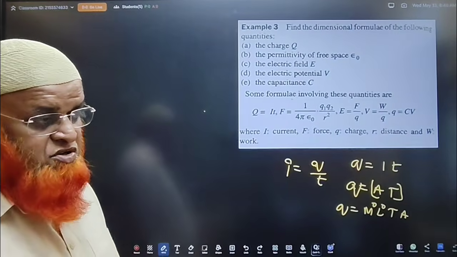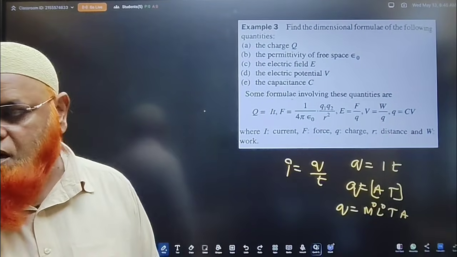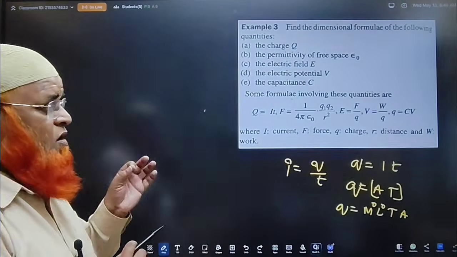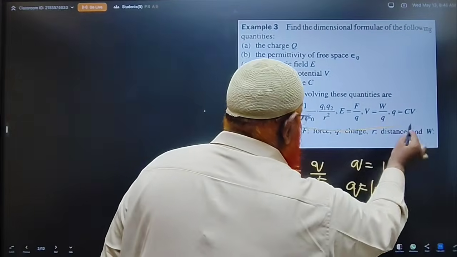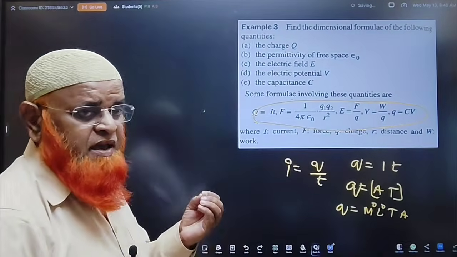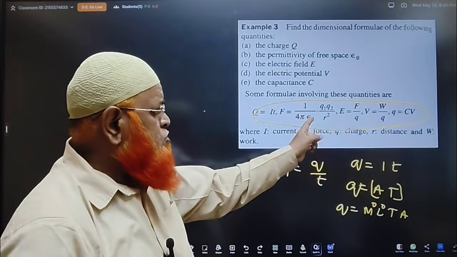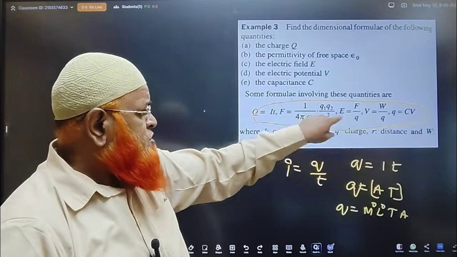Electric field, thanks for dimensional formula. It's so difficult to remember that one, but there is one basic logic. See, these formulas which I have written here will give you a simple idea how to derive the formula. If you remember these formulas, you can derive that formula. So what is electric field?